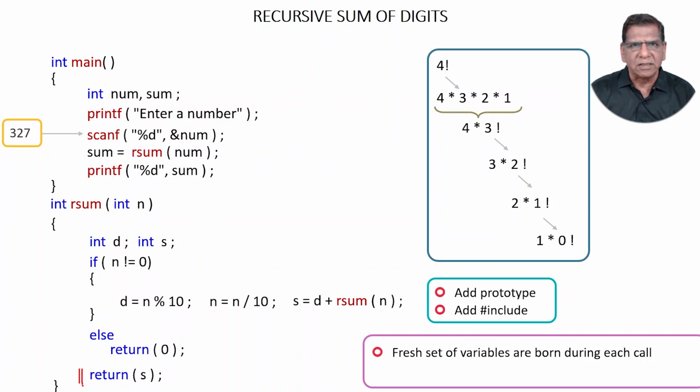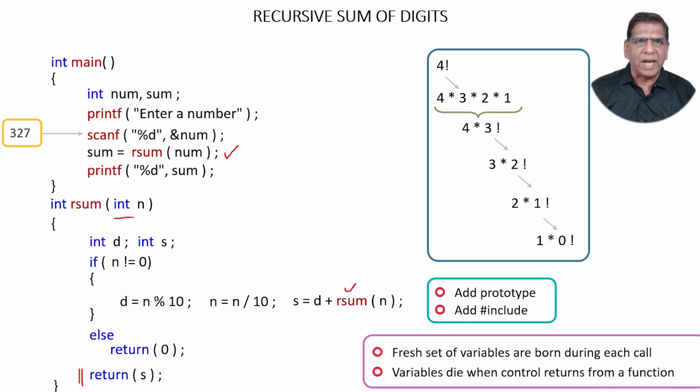First of which says that a fresh set of variables is created during every single call. You are calling rsum from main, you are also calling rsum from within rsum. This is the first call, this is the second call. Every single time you are bound to land here. When you land at the definition of rsum, realize that a fresh set of n, d and s would be created, whether the call happens from main or from within rsum. Fine?